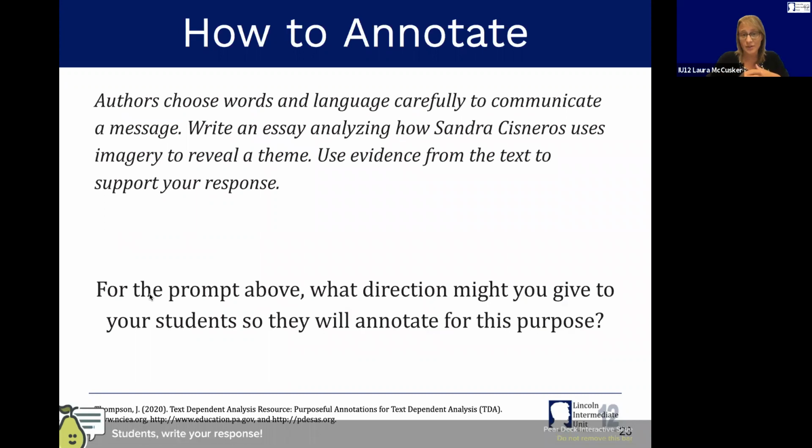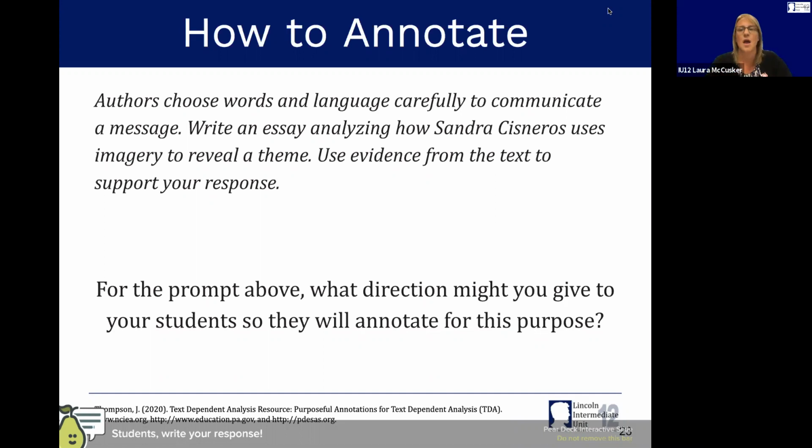We were going to, if there was a large number of us, be in a pair deck for this, but let's just look at this together and participate in the chat or aloud. So looking at this prompt, I'm going to read you a prompt and I'm going to ask you to think about, if this is my end goal, the prompt that I have in mind at the end of reading, what direction might you give to your students so that as they read, they annotate towards this purpose?